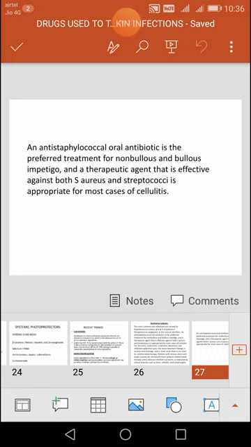An anti-staphylococcal oral antibiotic is the preferred treatment for non-bullous and bullous impetigo, and a therapeutic agent that is effective against both staphylococci and streptococci is appropriate for most cases of cellulitis.